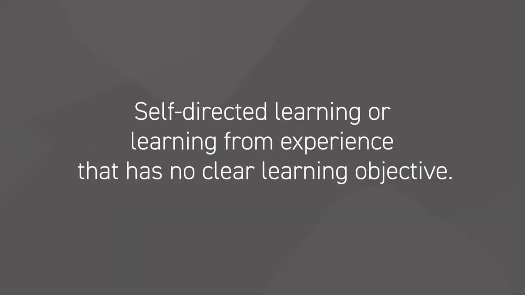What is informal learning? We can define it as self-directed learning or learning from experience that has no clear learning objective. But in what ways do students use social media to learn? Node mapping can help you to understand what particular networked learning interactions occur on social media.